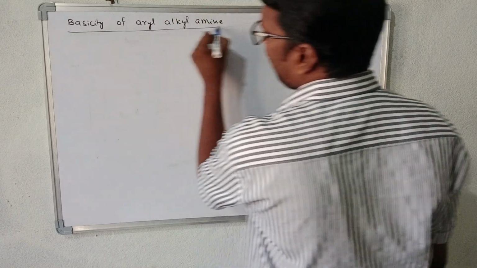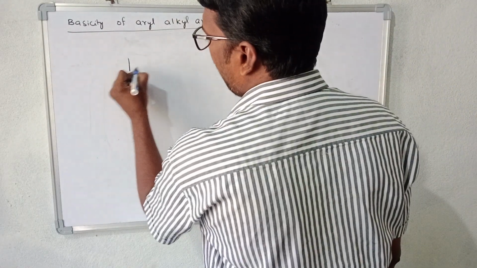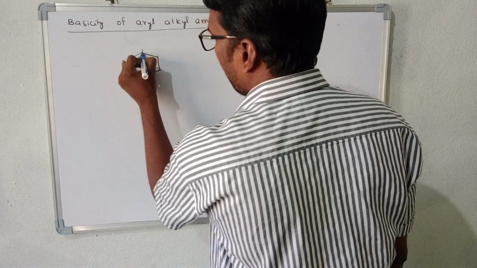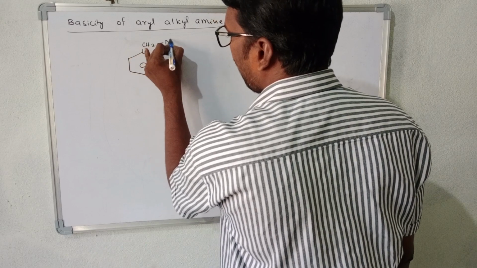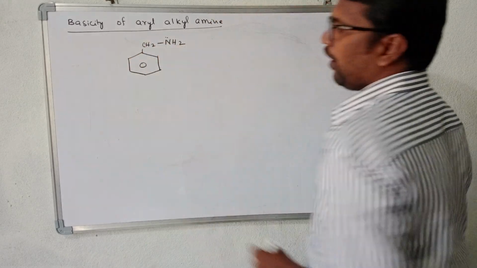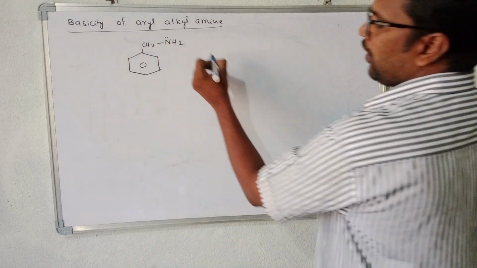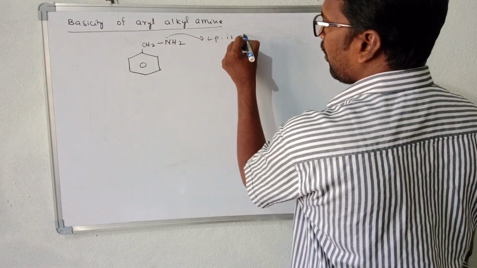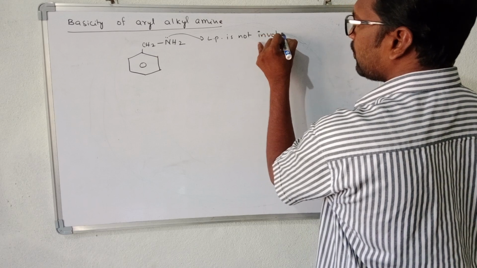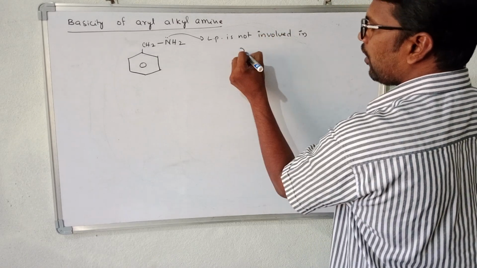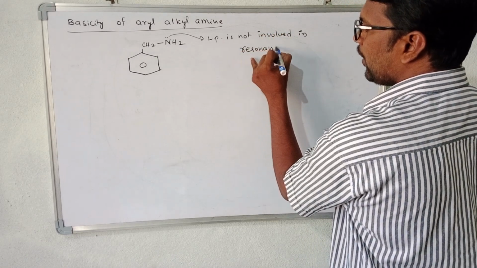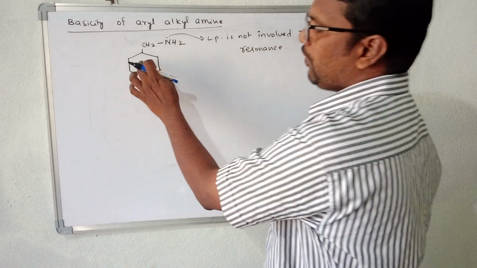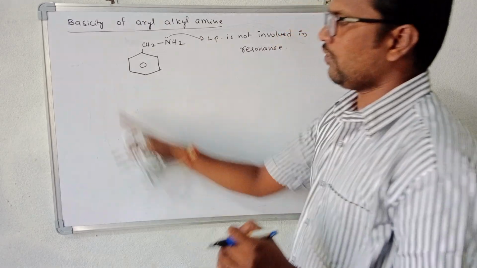Now we take aryl alkyl amine. Aryl alkyl amine means that on the benzene ring, an alkyl group is present, and on the alkyl group, an amine group is present. Here, in resonance, this lone pair is not involved, because it is not in direct contact with the benzene ring. In between the benzene ring and nitrogen, one alkyl group is present.